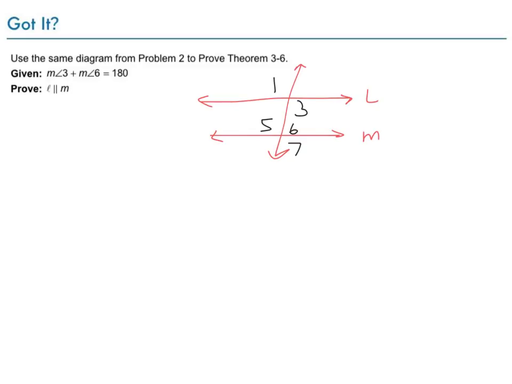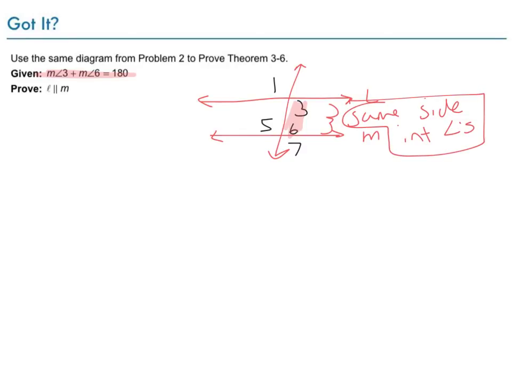Okay, so that is the figure from problem 2, and in this problem, my given is a little bit different. My given is that angle 3 and angle 6 add up to be 180. So what I know is that those two are my same side interior angles, which means that they do add up to be 180. That's the given. I have to prove that line L is parallel to line M. If you scroll to the next page, you'll see the worked out flow chart. I really want you to take a look at that and read it, just because this is kind of tricky stuff.